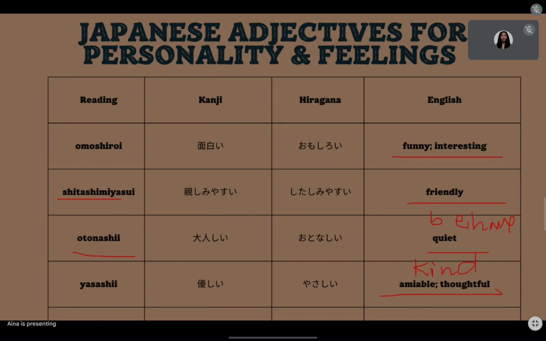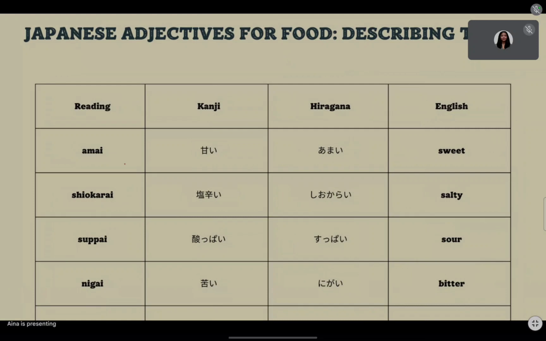Okay. And then, we have the adjectives for food describing taste. We have amai for sweet. Shiokarai is salty. Suppai is sour. Nigai is bitter. And then, meron din tayong word na karai. Karai means spicy. Okay. So, pakisulat yan, ha? Kasama po sa exam. Okay.